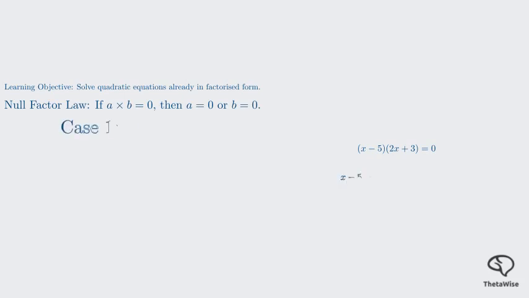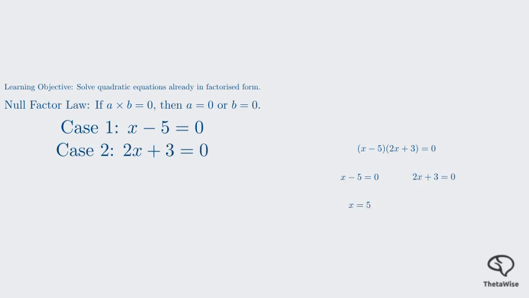Let's start with the simplest case, equations that are already factorized. In an IGCSE paper, you might see something that looks like this. To solve this, we use the null factor law. This states that if two things multiply to give 0, then at least one of them must be 0. So, either the first bracket, x minus 5, is 0, or the second bracket, 2x plus 3, is 0.